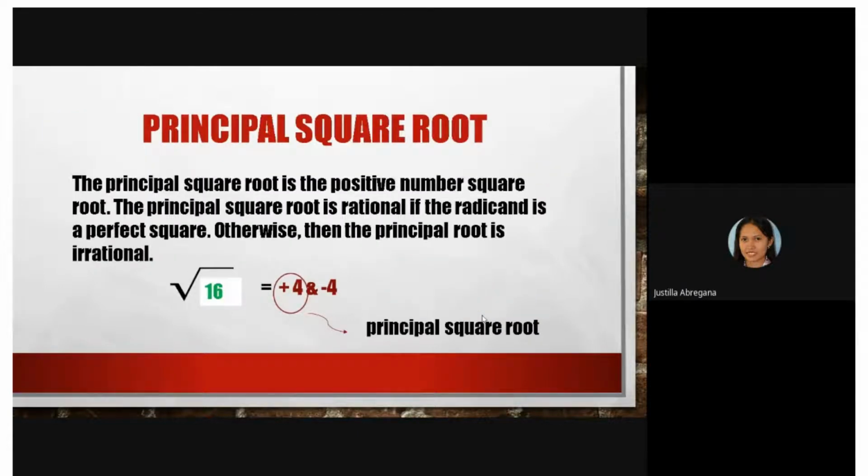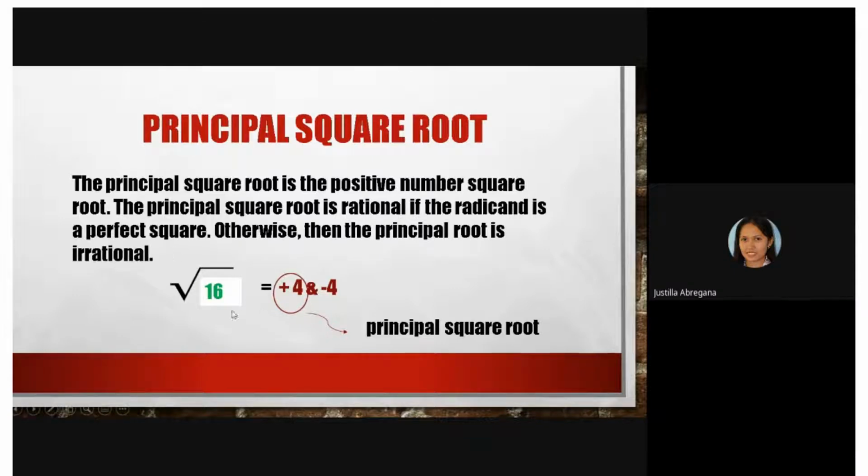What is a principal square root? The principal square root is the positive square root of a number. The principal square root is rational if the radicand is a perfect square. Otherwise, the principal square root is irrational.